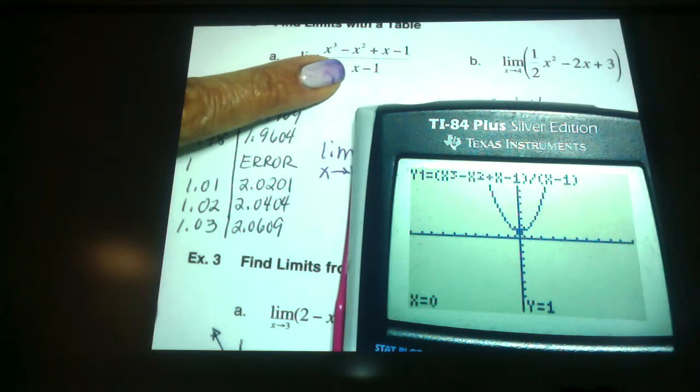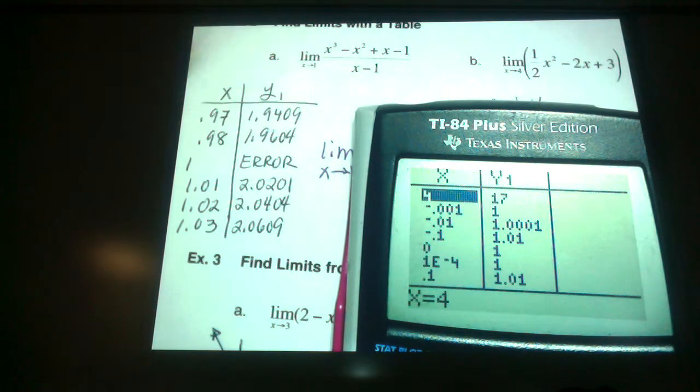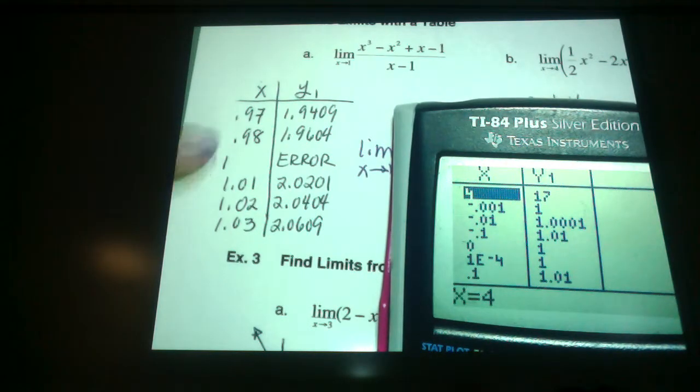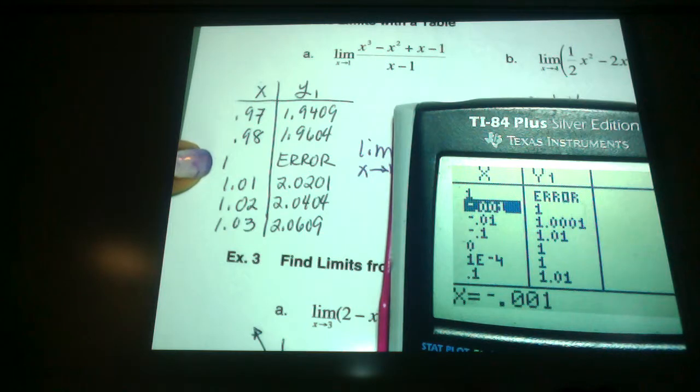So if I hit table, and I start plugging in these functions, here's my limit right here. You have to decide what numbers you're going to plug in for x. My limit at 1 should read an error. So if I put 1 in here, I get an error because it creates that 0 denominator. So I want to go slightly to the left of 1, which means smaller, and slightly bigger than 1, to the right of 1, bigger.